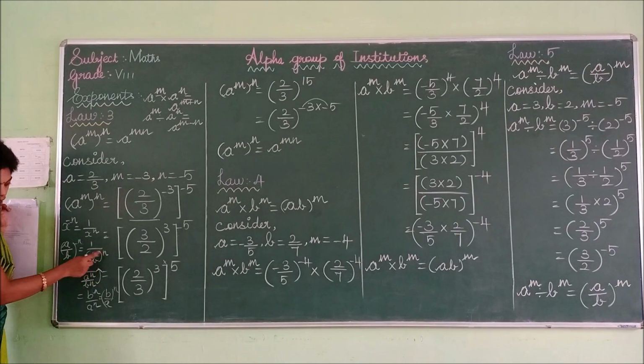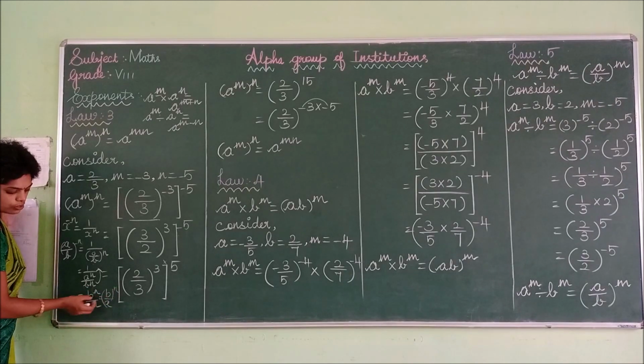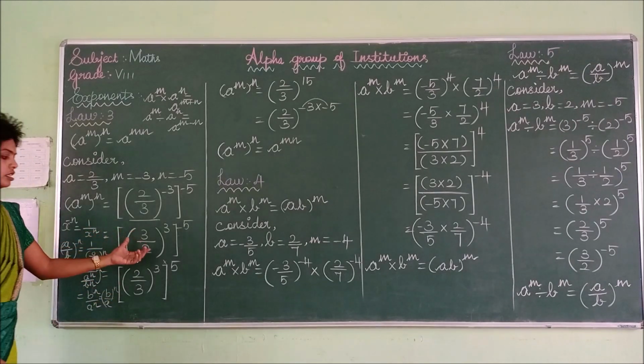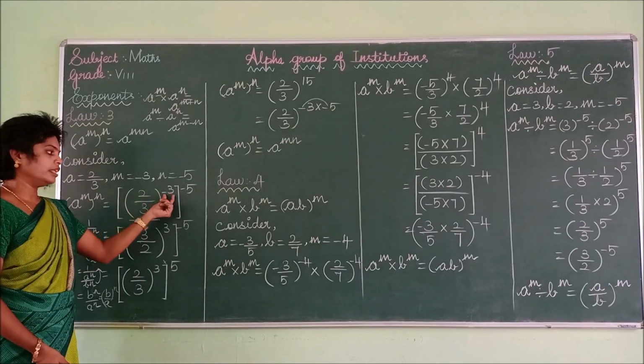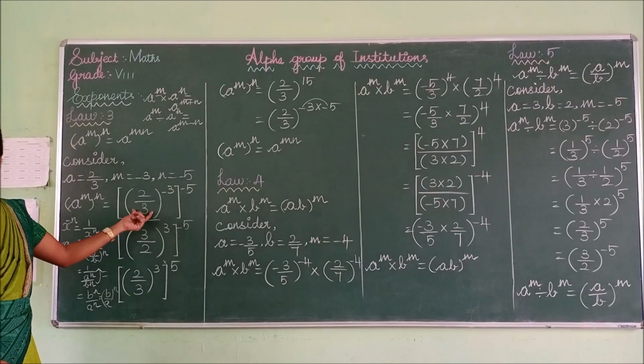1 divided by a^n by b^n, so the denominator of the denominator goes to the numerator. So b^n divided by a^n, both are the same, so we are taking the powers outside. So the inside value is (b/a)^n. So using this result, I am changing this one. If you want to change the negative sign, you have to change the reciprocal. Change the value as reciprocal.